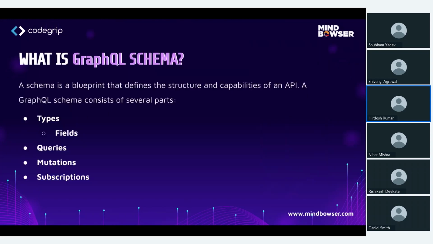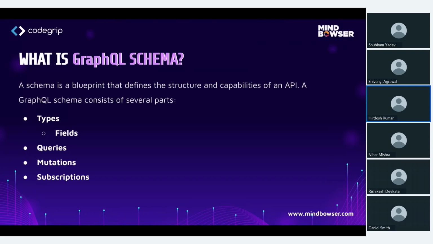Now we will go in depth and discuss what a GraphQL schema is. So a GraphQL schema, we can say it's a kind of blueprint where we are saying that this API can do this much stuff. This API can fetch these types. This API can perform these many operations.